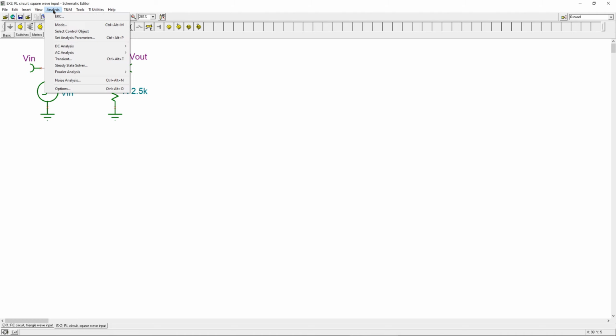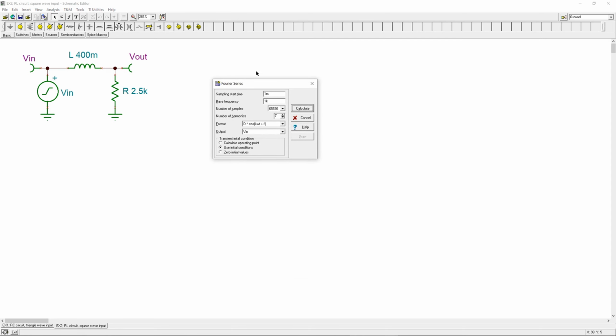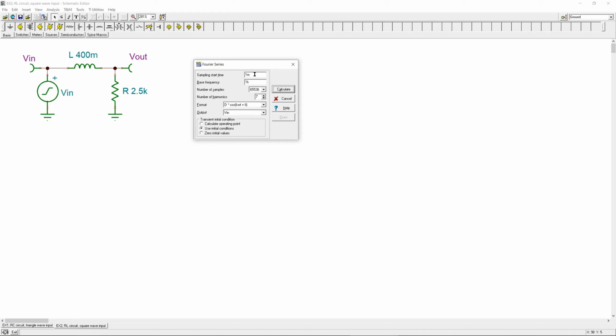Now, if I go to analysis here in my SPICE, and I go to Fourier analysis, and do Fourier series, I have the following. I have chosen the input time to get an accurate measurement. This is the base frequency, which is our fundamental frequency. This is the number of samples, so I can of course choose a smaller one, but that will be less accurate. If you choose a larger number of samples, it will take some time to calculate, but in this case it is very fast. If you go to very high harmonics, you will have more results. Okay, this is the expression I have.